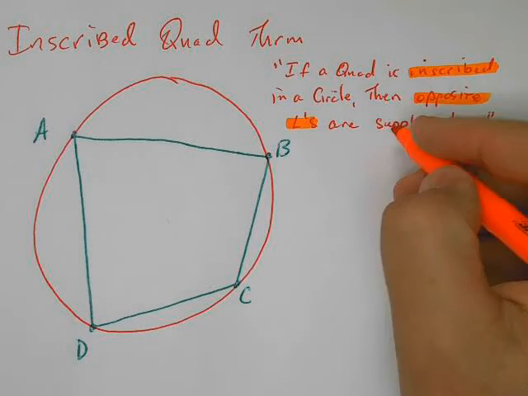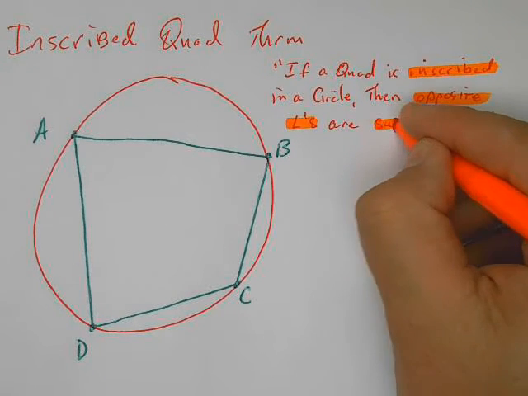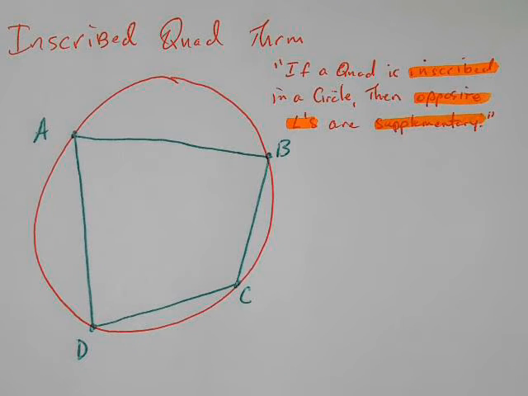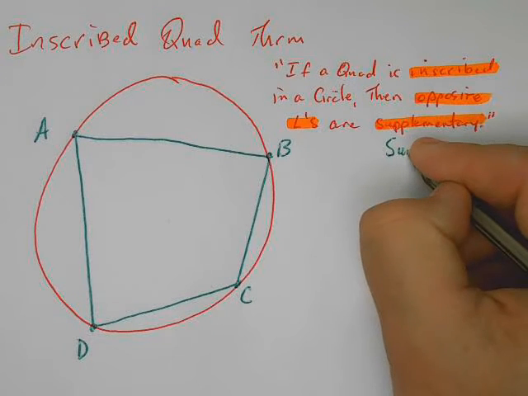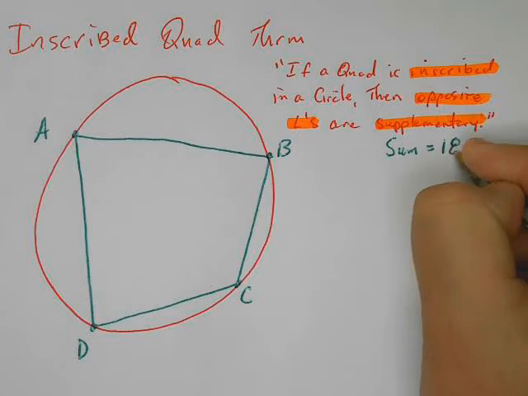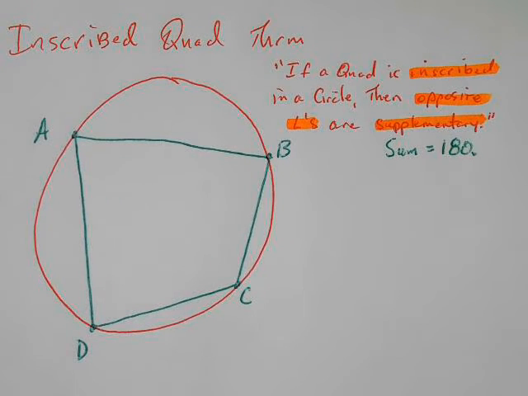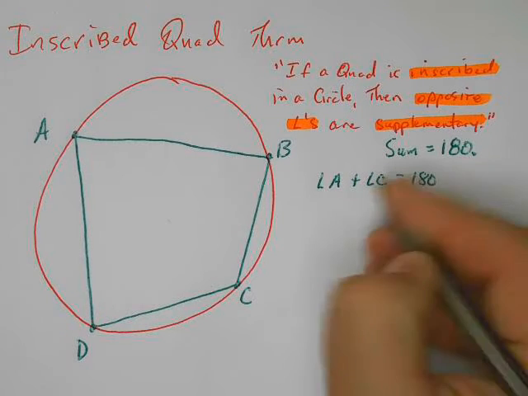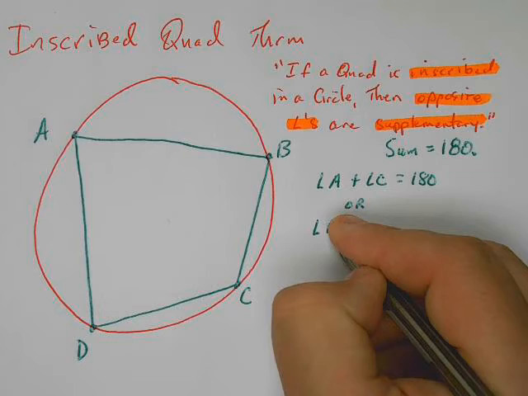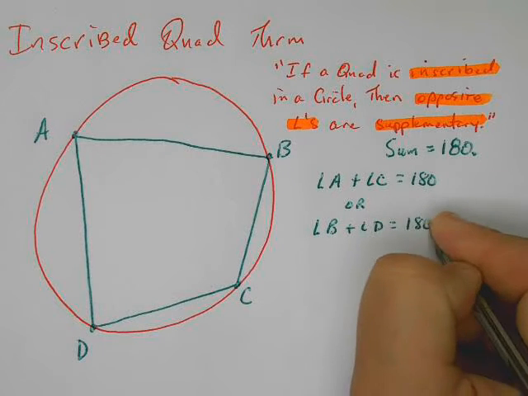One more highlighted term from the theorem, a key term, would be supplementary. Miss Chase, what's that mean? That their sum is equal to 180. Sum is equal to 180. So we have opposite angles and their sum is equal to 180. That would be angle A plus angle C is equal to 180, or angle B plus angle D is equal to 180. That is the theorem.